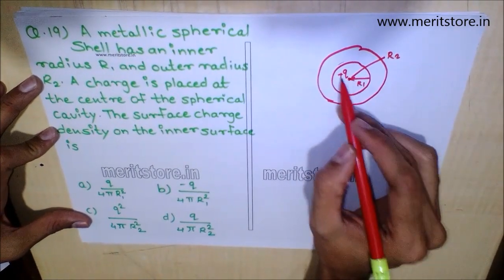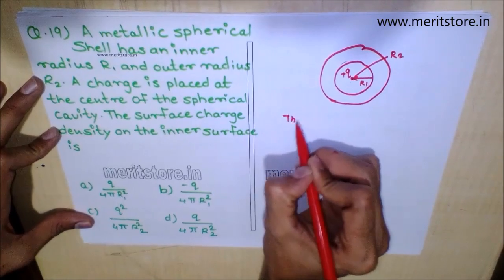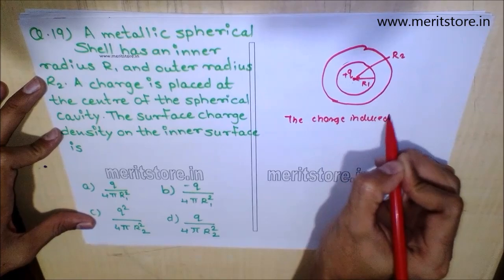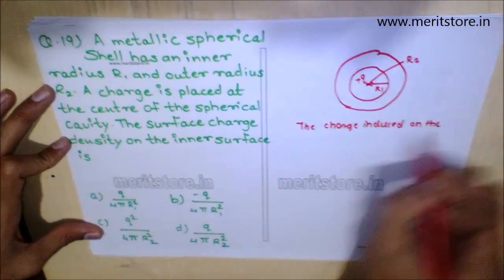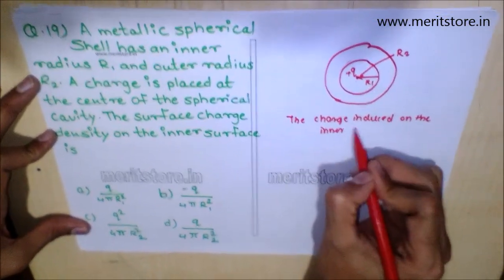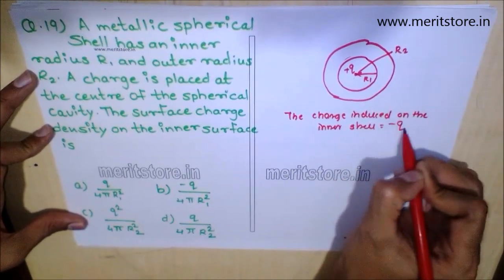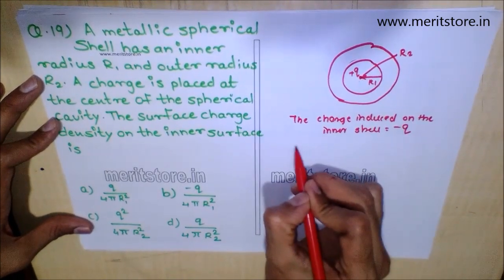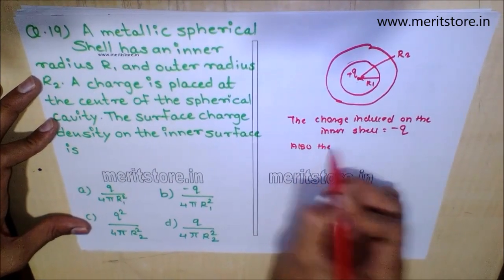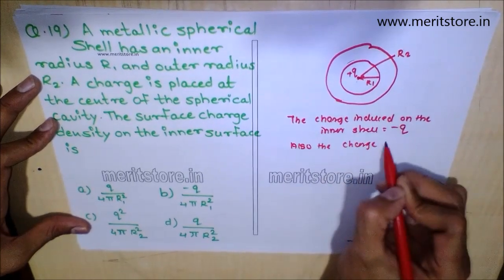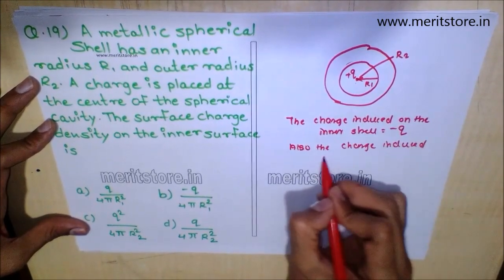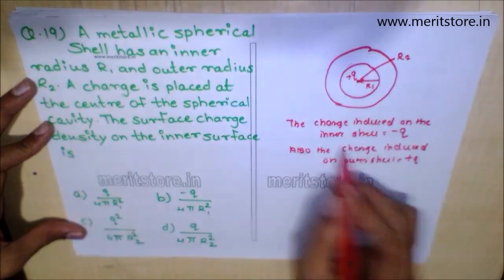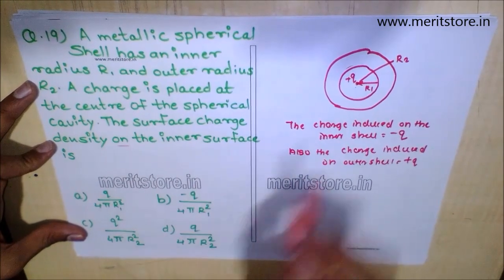Because the charge plus Q is placed at the center, the charge induced on the inner shell is negative. Because there is a positive charge, the charge induced on the inner shell is negative. Also the charge induced on the outer shell will be positive. So we need to find the surface charge density of the inner surface.